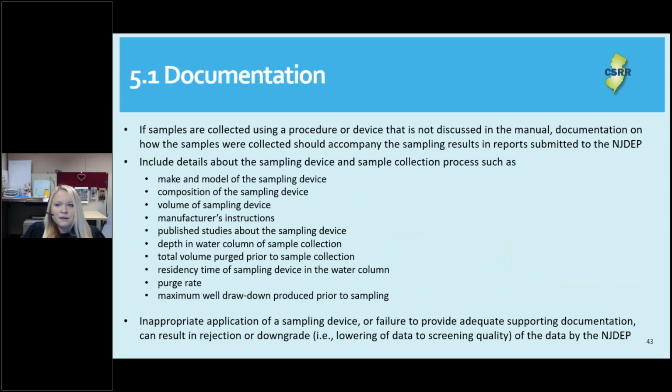Next slide. As the manual does not include every possible type of sampling device, documentation should be submitted on sampling devices and sample collection methods that are not included. Examples of the information that should be included are listed here on this slide. Inappropriate application of a sampling device or failure to provide adequate supporting documentation can result in rejection or downgrade, such as lowering of data to screening quality of the data by DEP. Next slide.